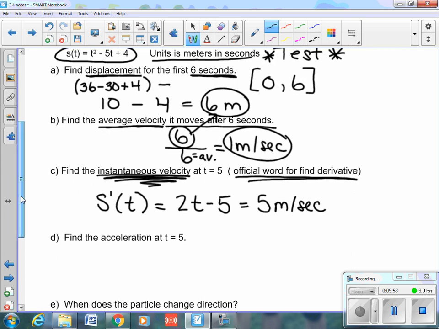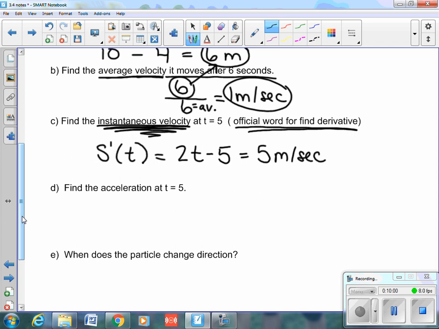Now they want you to find the acceleration at t equals 5. So acceleration is the double derivative. Again, we're not really learning anything new. We're just learning that acceleration is the double derivative, and what's the derivative of 2t minus 5? 2. You can't put in 5 because there's no more letter or variable. So the answer is 2 meters per second squared.